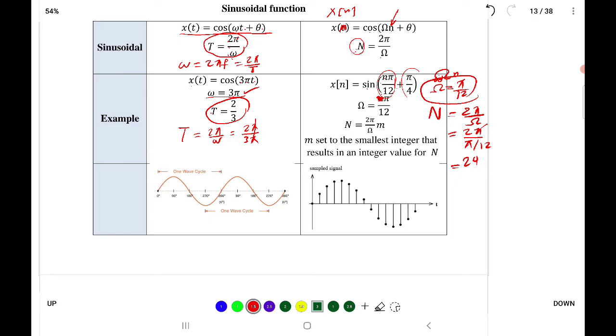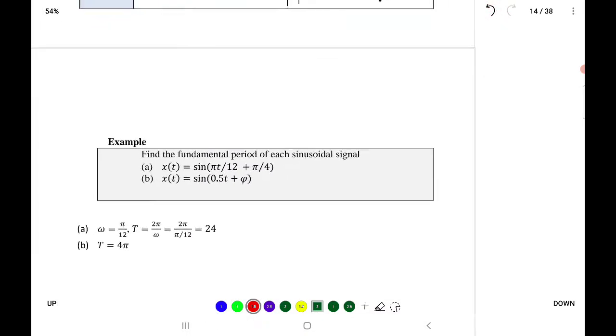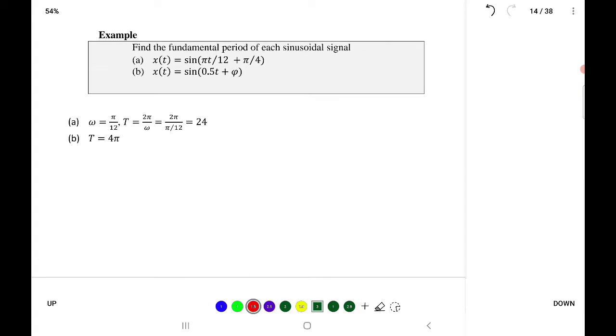Okay. I'm going to elaborate more on the discrete, because it can be a little bit tricky. I have here 2 examples. That's for continuous time, which is easy. I will just do the first one: sine of omega t. So omega, in the first example, is pi over 12. So what is the period? T equals 2 pi over omega, and omega is equal to pi over 12. Pi cancels pi, that's 24.